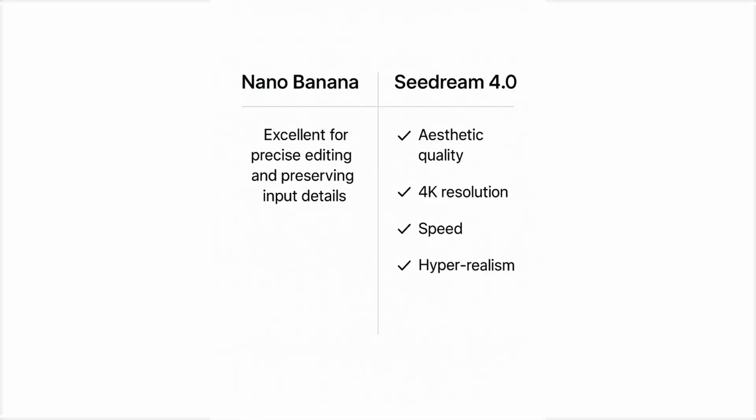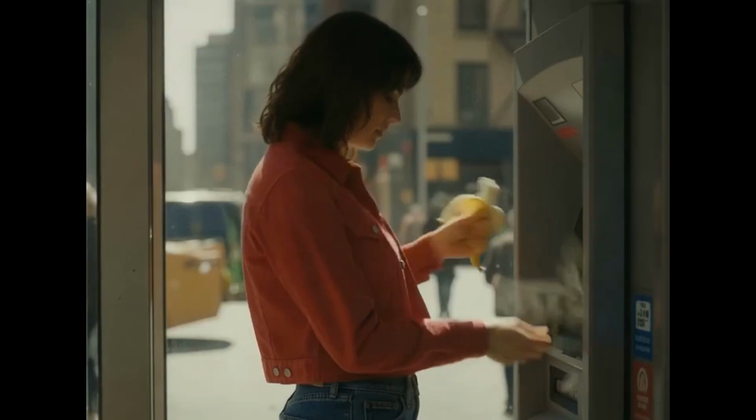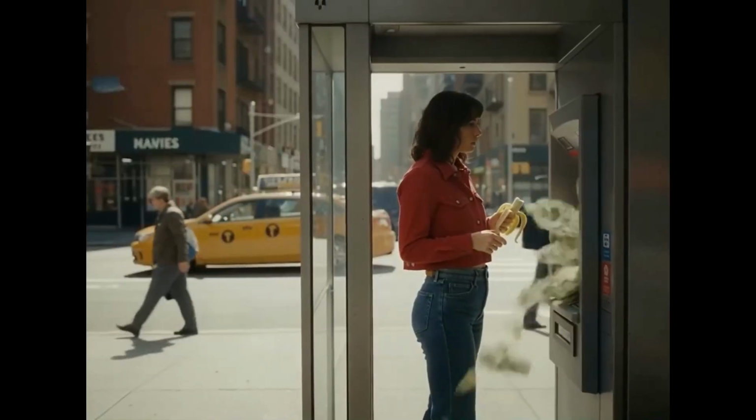Nano Banana is still excellent for precise editing and preserving input details, but if you prioritize aesthetic quality, 4K resolution, speed, and hyper-realism, Seedream 4.0 is the tool to beat. And the fact that it's available unlimited on Higgsfield AI makes it indispensable for creators.